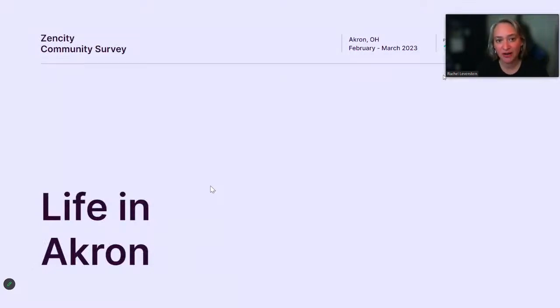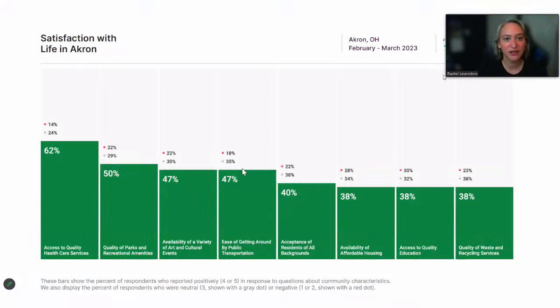Okay, so let's turn to those community characteristics. So I mentioned before that the overall satisfaction is a combination of the overall quality of life and the community characteristics. So we asked a series of questions about how satisfied residents are with each of these. So 62% are satisfied with the access to quality healthcare services, and 14% were not satisfied. So these little dots above, the red dots are the not satisfied, and the gray is neutral. There's another slide of this, but I just wanted to go through a few more. 50% of residents were satisfied with the quality of parks and recreational amenities, and 22% were dissatisfied with that.